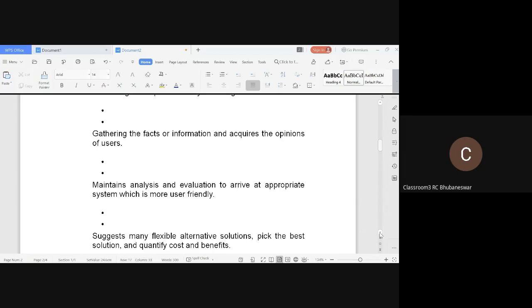So you can correlate this with the services offered by banking, and not only banking, any other organization also. That's what they are telling: the system analyst maintains analysis and evaluations to reach an appropriate system which is more user friendly. Otherwise, why will customers and the market prefer your software or your system? He should also suggest many flexible alternative solutions.